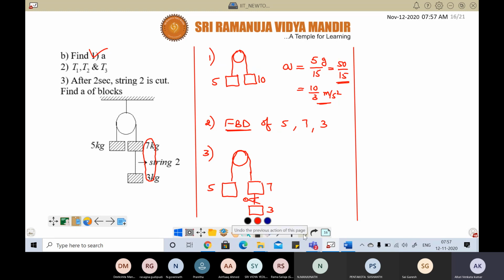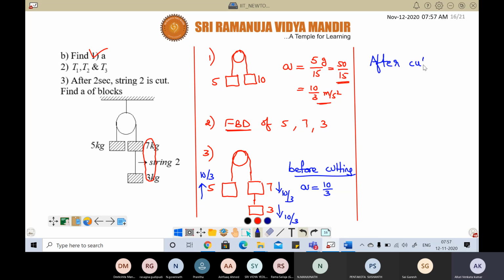Before cutting, what was the acceleration with which it will move? Before cutting, acceleration is equal to 10 by 3. So this one will move by 10 by 3, this one also will move by 10 by 3, and this one will move upward by 10 by 3. Now after cutting, the system has changed, no? So therefore the acceleration also will change.